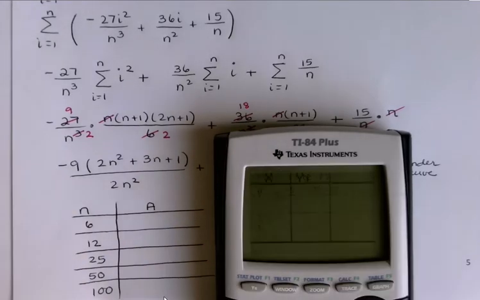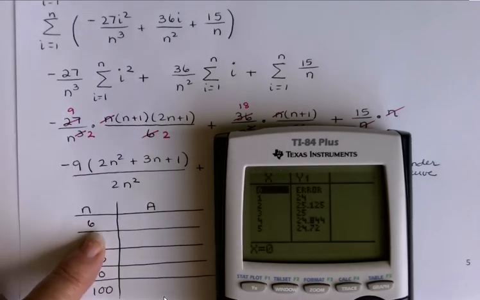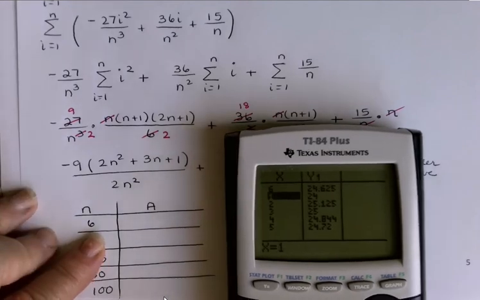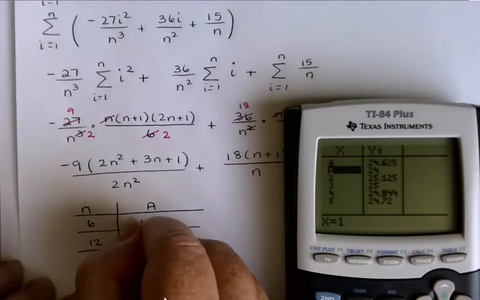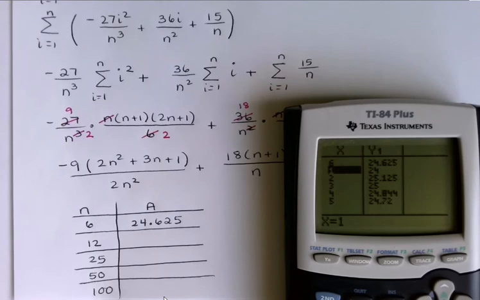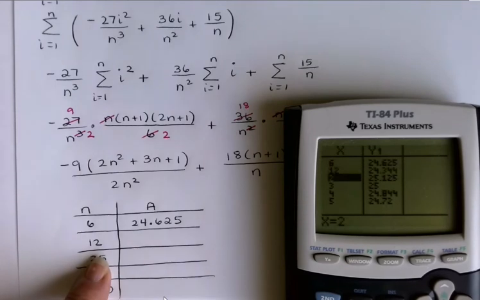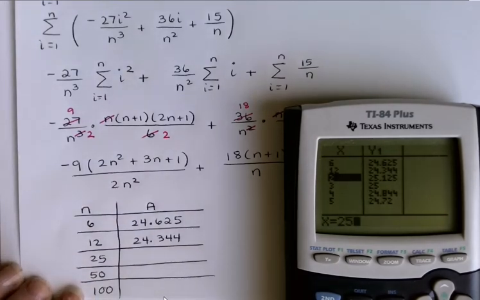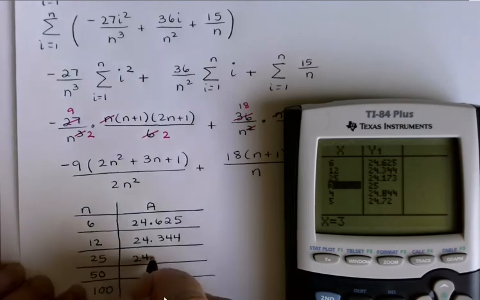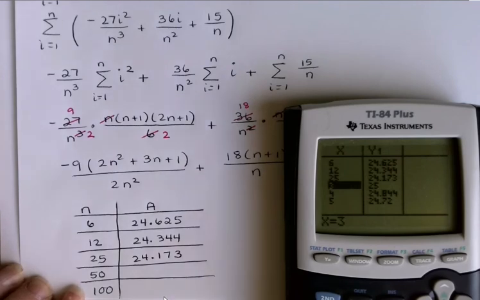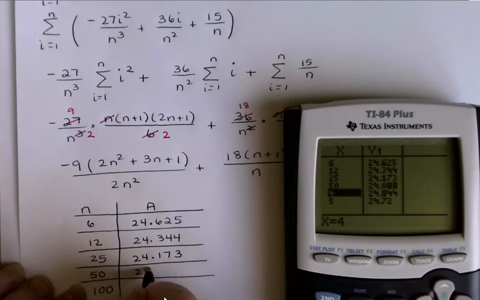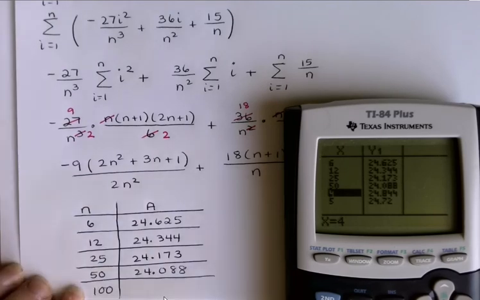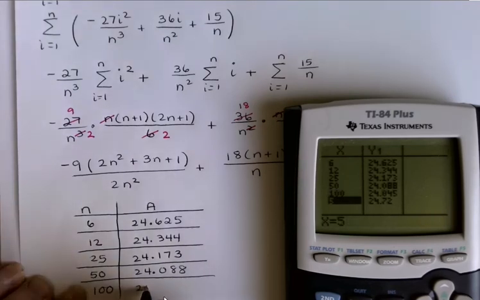Okay. So in the table, if I want to use 6 rectangles, I'm getting 24.625 for the area. And again, that's the actual area of all 6 rectangles, but it's only an approximation to the area under the curve. Remember, I have a little extra space in my rectangles. What if I use 12 rectangles? 24.344 is now my area. If I use 25 rectangles, I'll get 24.173. If I use 50 rectangles, 24.088. And if I use 100 rectangles, 24.045.